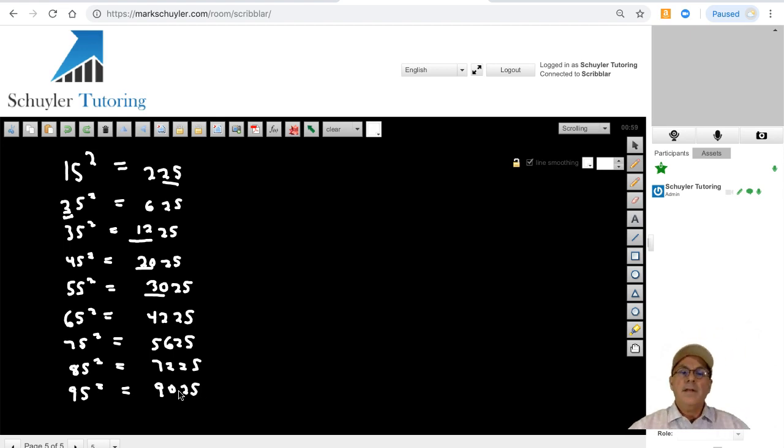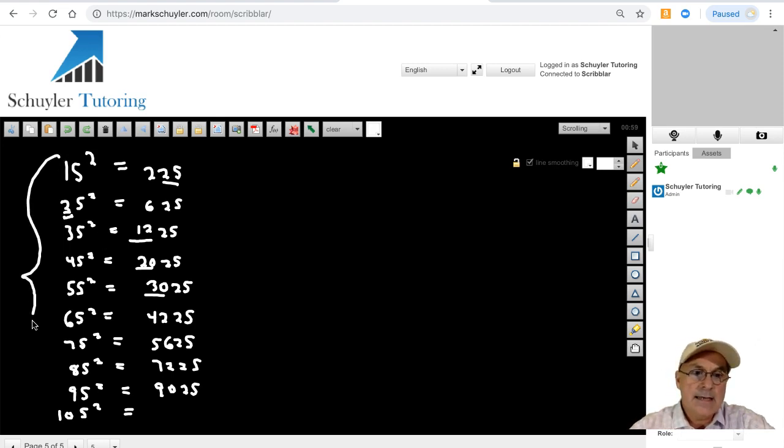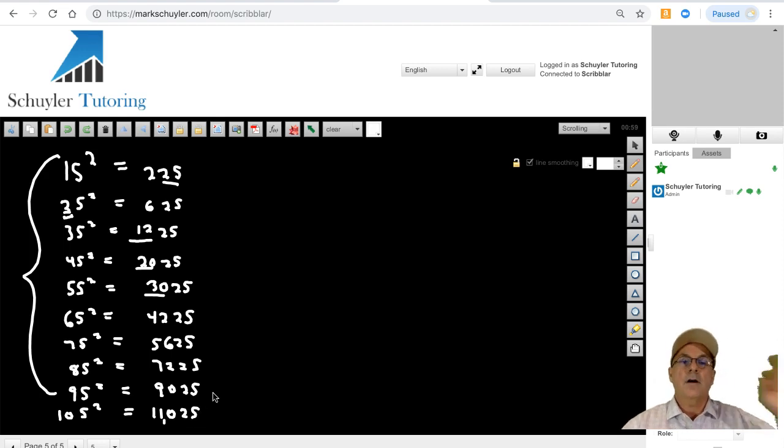Now, somebody asked me, Mark, what about a number like 105 squared? That is a 3-digit number, not just a 2-digit number like all of these. It still works. What's 10 times 11? Well, 110. So you would write down or think 110 followed by a 25, 11,025. So an awesome mental math trick. I wish more of my students already knew it.